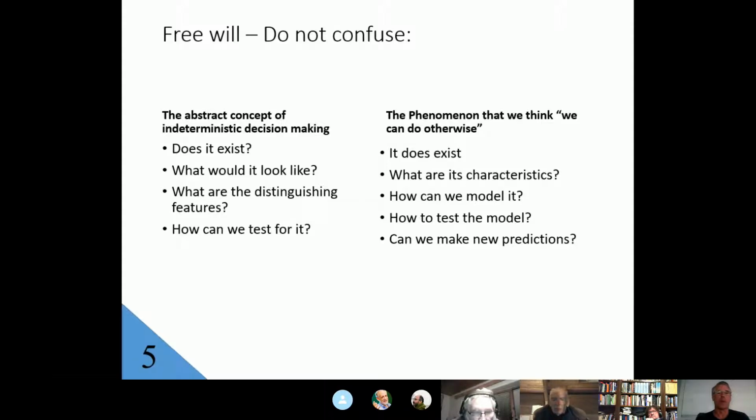Yeah, so I've got a pointer here. You should be able to see my pointer. So with the abstract concept, does it exist? We need to know what it would look like, what are its distinguishing features, and how can we test for it. Whereas with the phenomenon, it does exist. That's dealt with. It's the fact that we think this. Then it's what are its characteristics? How do we model it? How do we test the model? How do we make new predictions?